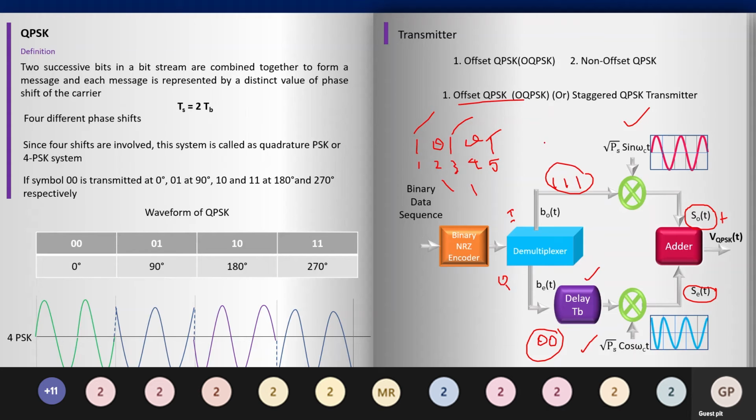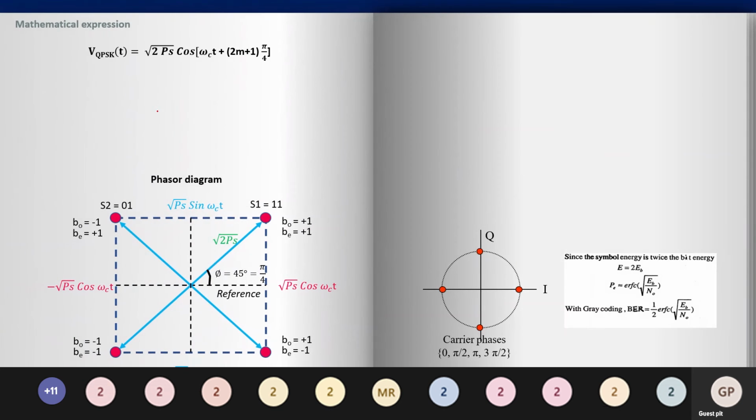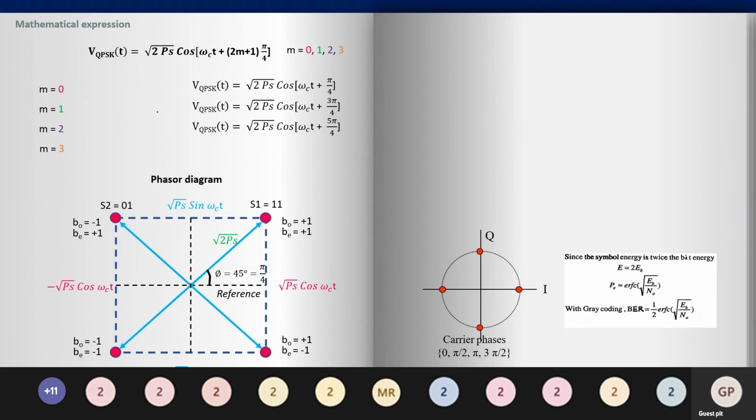And what non-offset means is you have to remove the delay. Simply, both will be taken out directly in parallel and separately, and you can perform the modulation operation. So that is called non-offset. Okay, so we'll see the constellation diagram here, and this is the equation.